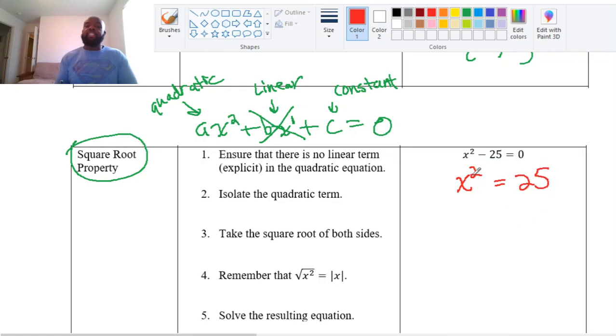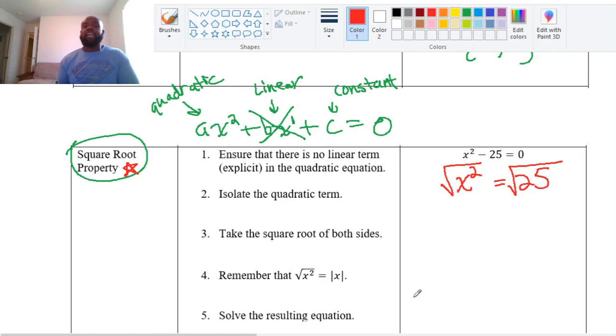And once we get this quadratic term isolated, we need to undo squaring, right? To undo squaring, we take the square root. So that's the square root property, which is why this is called the square root property. We take the square root of both sides.